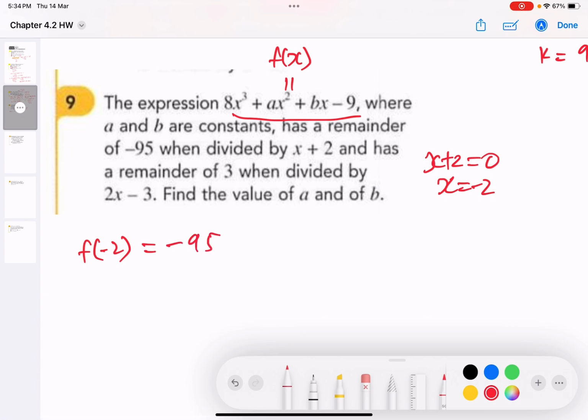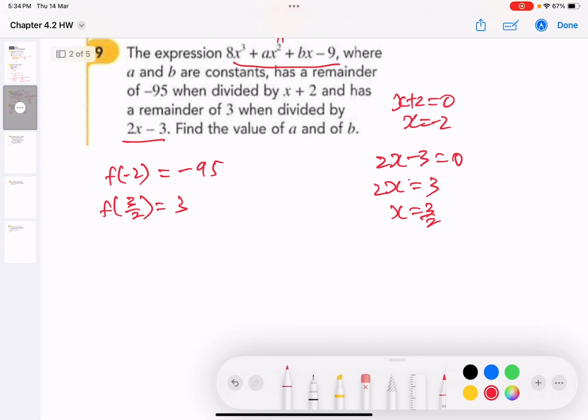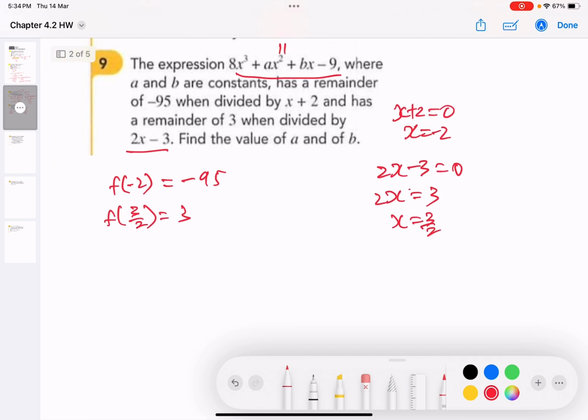So this is my first equation, and I can make another equation, right? I know that it has a remainder of 3 when divided by this. 2x minus 3 is 0. 2x equals 3. x is 3 over 2. So I know that the function, if I substitute 3 over 2 inside, I'm going to get a remainder of 3. So let us work out the two equations very quickly.